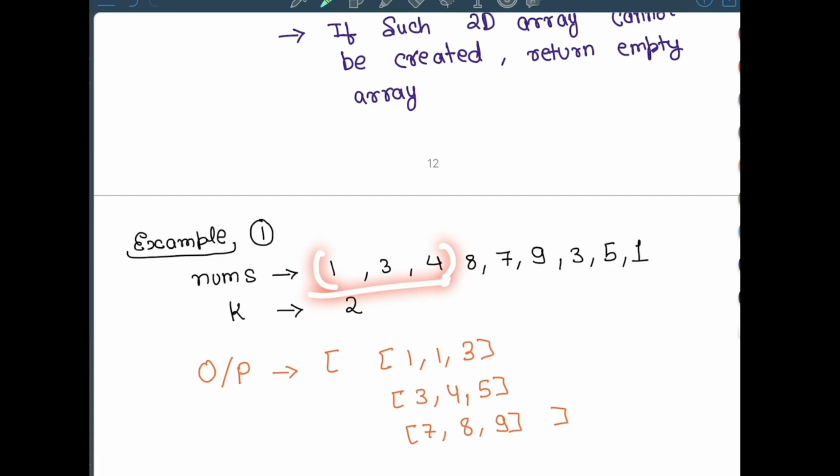But the problem is they are not compatible together, because the difference between 1 and 3 is fine, which is 2, but the difference between 1 and 4 is not fine. So then I would say, okay, 1 and 3 can stay together, or 3 and 4 can stay together, but 1 and 4 cannot stay together in one divided array.